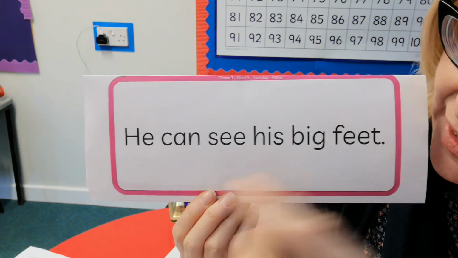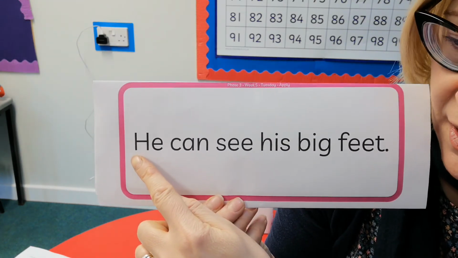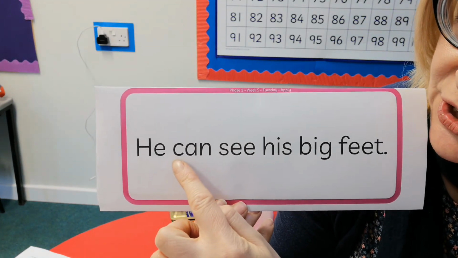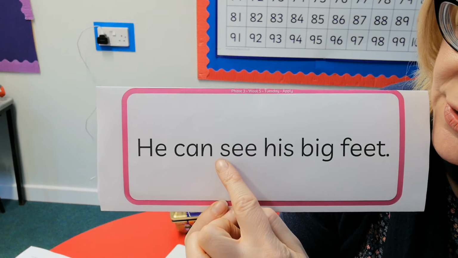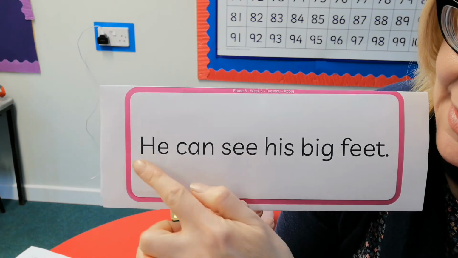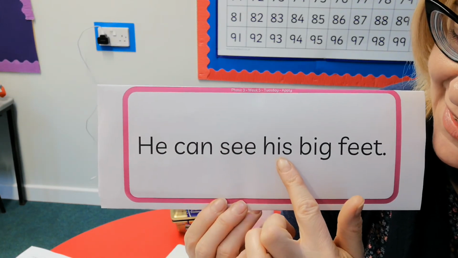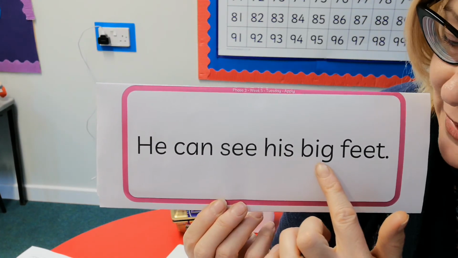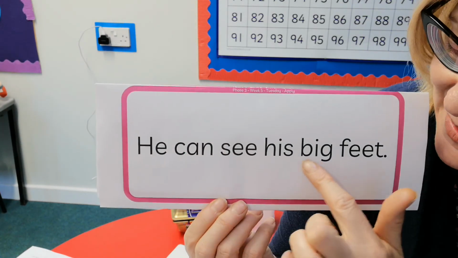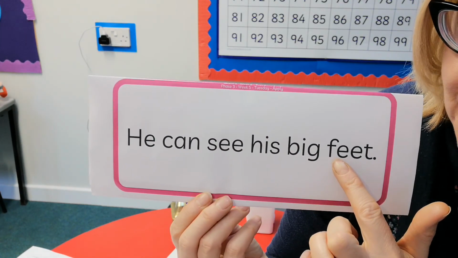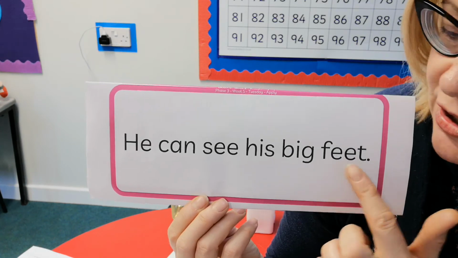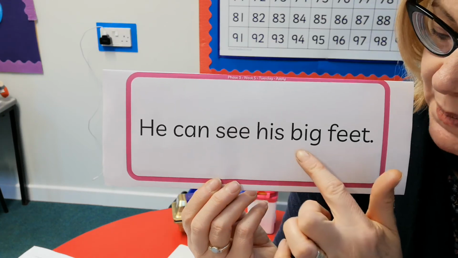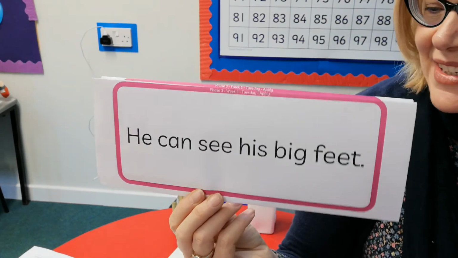Okay, let's read it together now. Capital, tricking you, making an E sound. He can see his big digraph of the day. Eat, feet. He can see his big feet. There you go, another sentence.